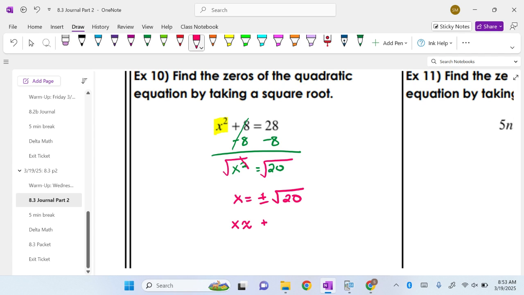My approximate answer will be plus or minus what? Put it in your calculator. What's the square root of 20? Round it to the nearest hundredth, so 2 decimal places. So guys, put it in your calculator. What's the square root of 20? 4.47? Good. So this will be approximately plus or minus 4.47. So again, this is the exact. This is the approximate.